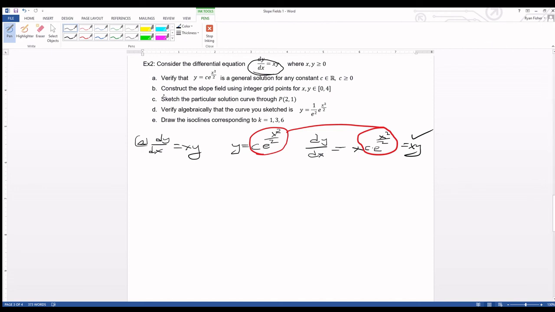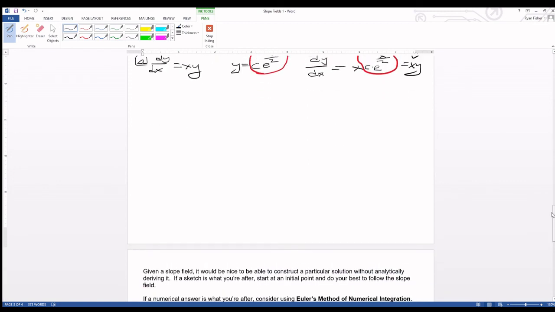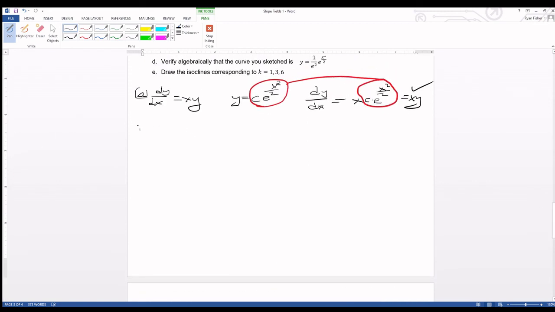A slope field using integer grid points on the intervals from 0 to 4. Meaning I'm not going to bother with any decimal or fraction values for my field here. Oh boy, this is bad. No, we'll make it work. It's just a rough sketch as it is. So there's y from 0 to 1, 2, 4.